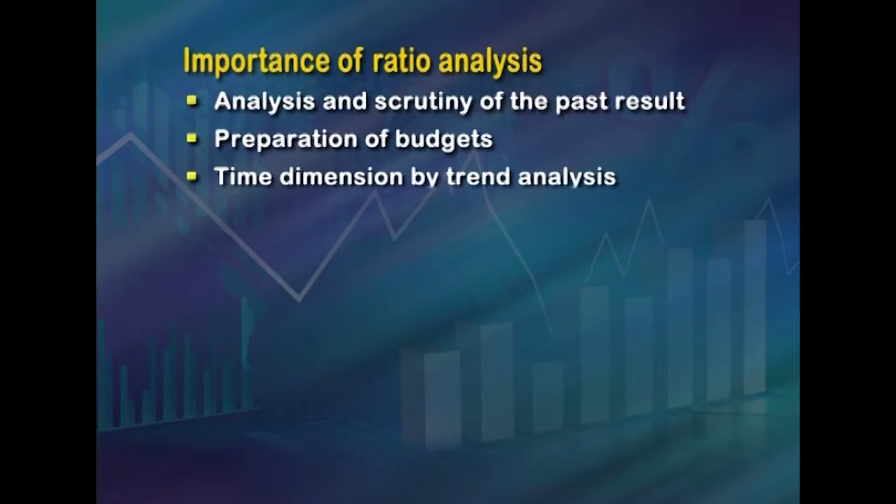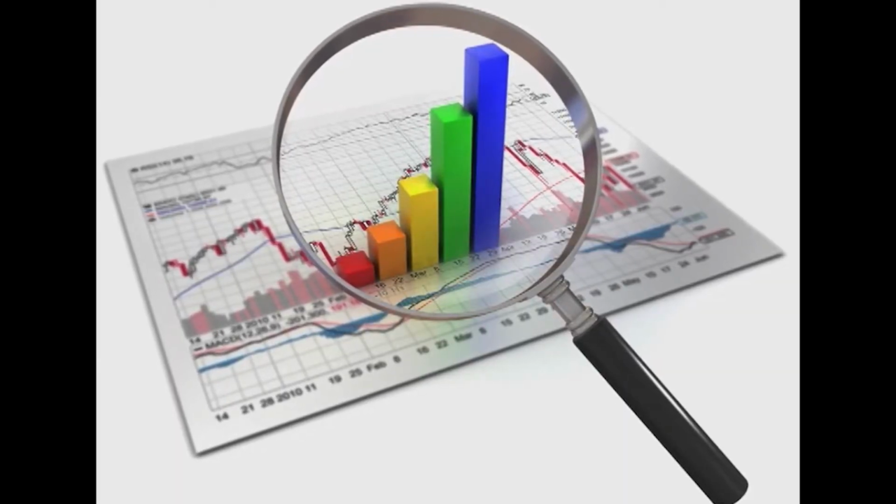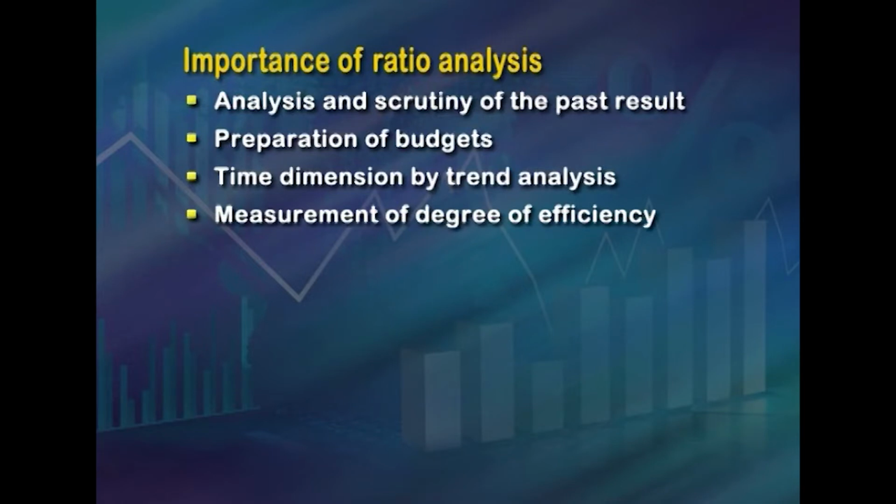It also helps to take the time dimension into account by trend analysis, namely whether the firm is improving or deteriorating over a number of years, which can easily be studied by trend analysis. So, comparison can be made without difficulty by the analyst to see whether the said ratio is high or low in comparison with the standard or normal ratio. It also throws light on the degree of efficiency of management and utilization of assets, and that is why it is called the surveyor of efficiency.